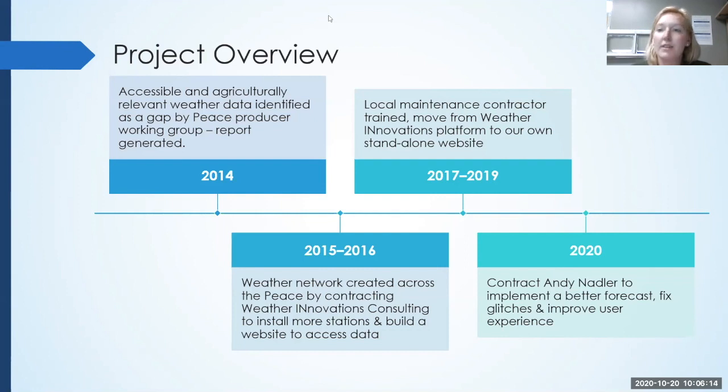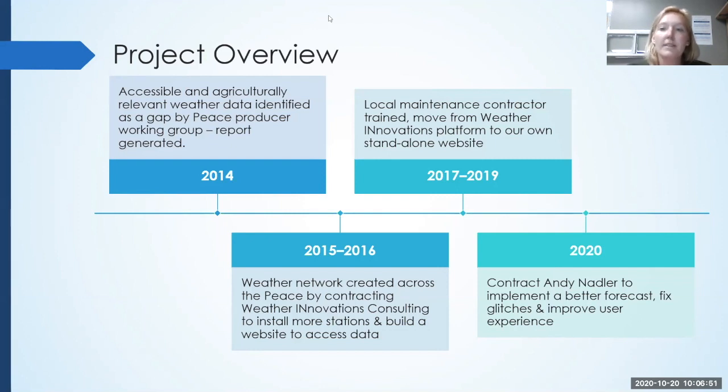A project was then initiated in 2015 and 2016. That was contracted to Weather Innovations Consulting, and they came and installed a bunch of stations, Andy did, and then they worked on building us a website to access the data. There were some bumps along the way in the sense that the website that was generated was not particularly user-friendly. You had to enter in a lot of crop information and things like that before you could get access to the weather, which was a bit of a limiter.